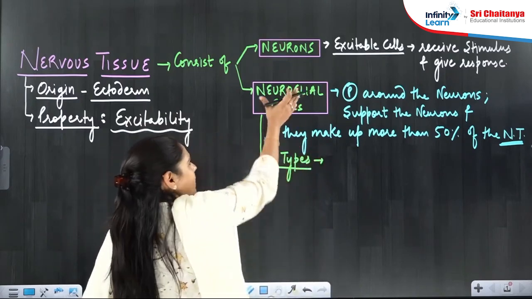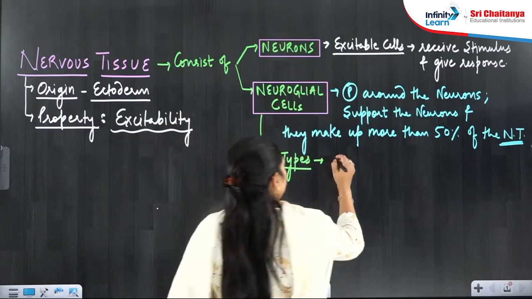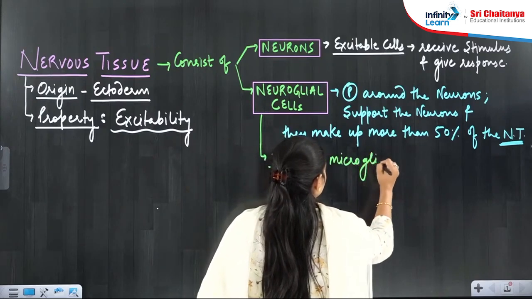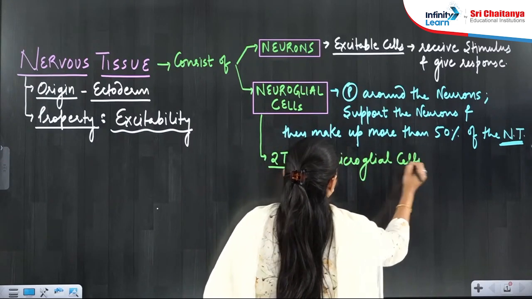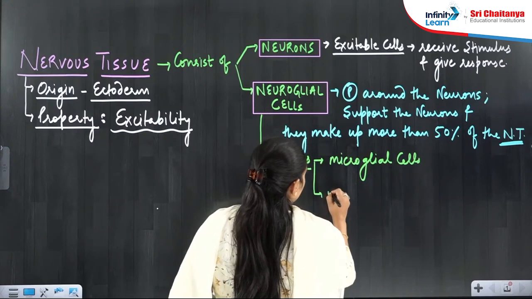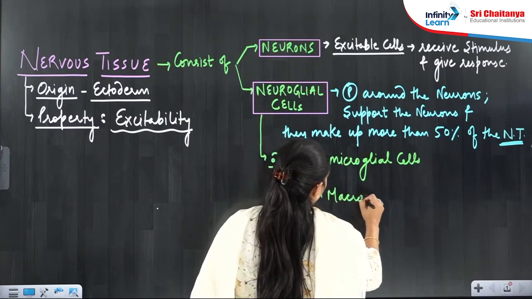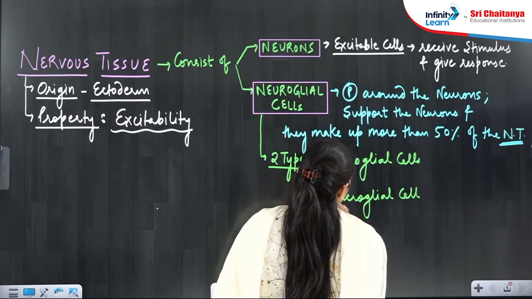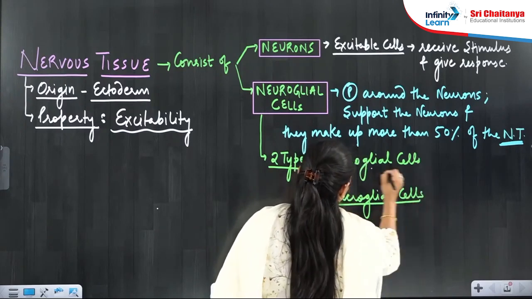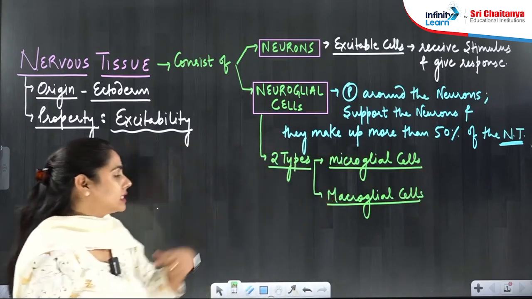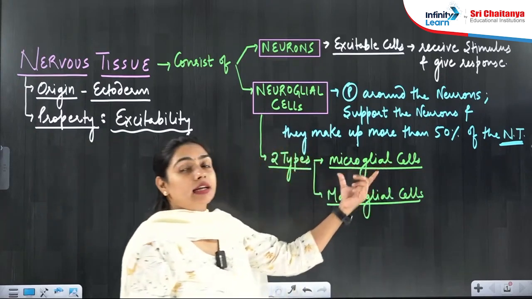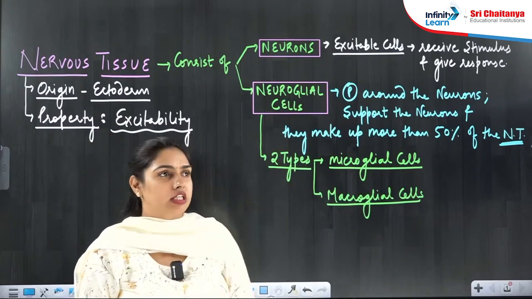Okay, so two types of neuroglial cells are there. One are the small ones, known as microglial cells. And the other are the large ones, known as macroglial cells. Micro means small and macro means large. These microglial cells, beta, are nothing but macrophages.